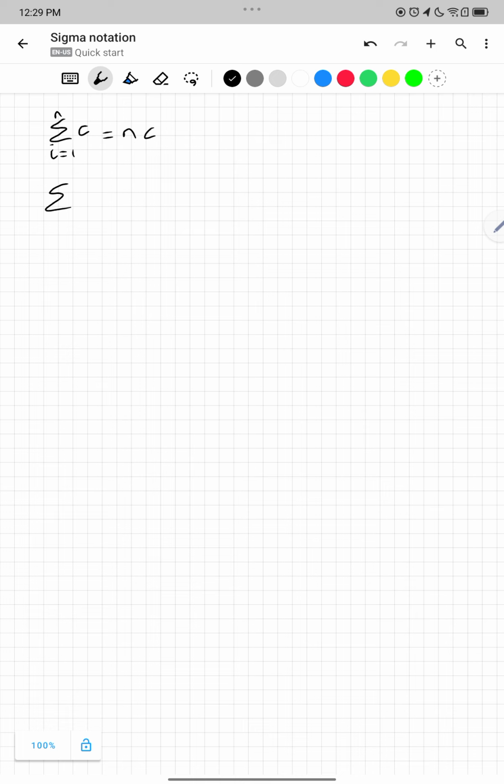Let's say we had an example of i is equal to 1 to 4 of 8. It will be 8 plus 8 plus 8 plus 8. So it will be 4 plus 1 minus 1, so it's like summing 8 four times. So basically, this is equal to 4 times 8, which is 32.